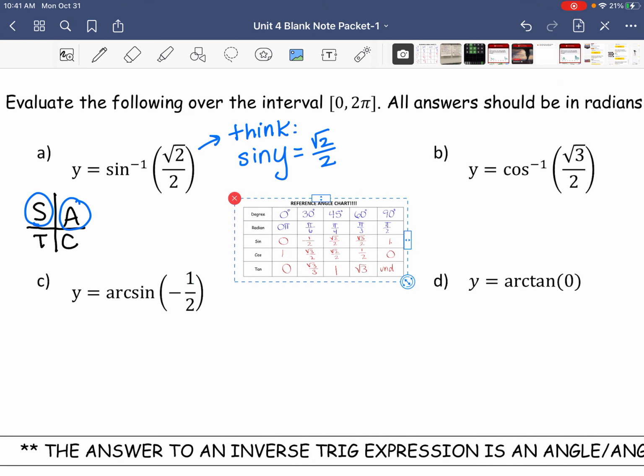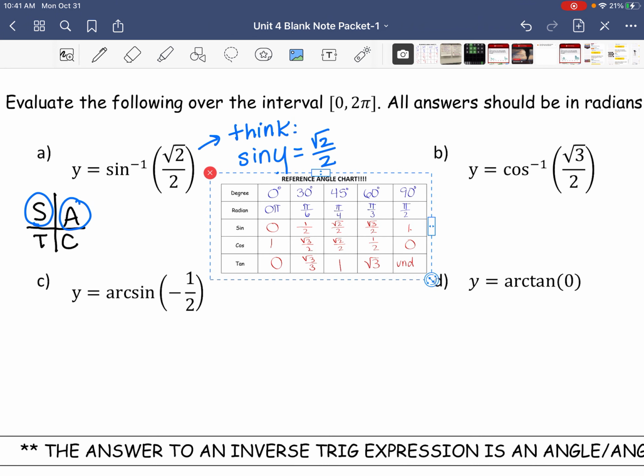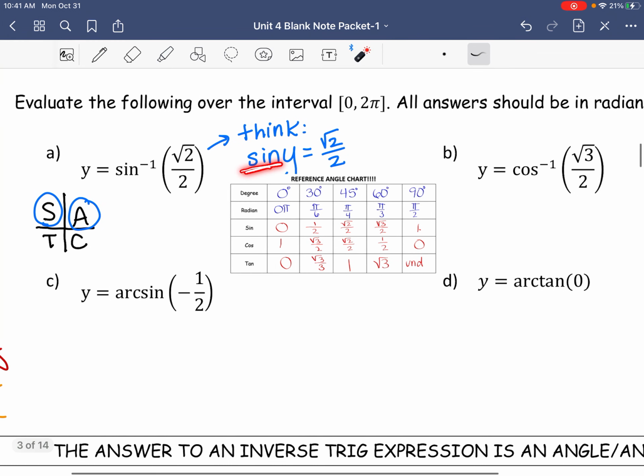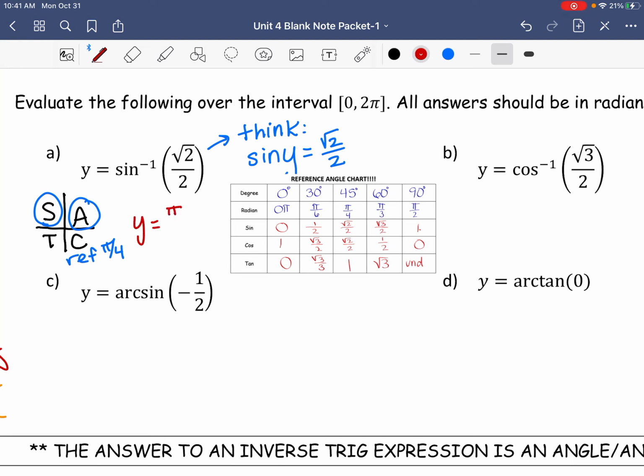Here's a reference angle chart, and let's find our reference angle. So if I'm trying to do sine and √2/2, my reference angle is pi over 4. But what are my two answers? My two answers are y equals, in the first quadrant, pi over 4. And over here in the second quadrant, remember, flat down is 4 pi over 4. So my answer is 3 pi over 4 back in the second quadrant.